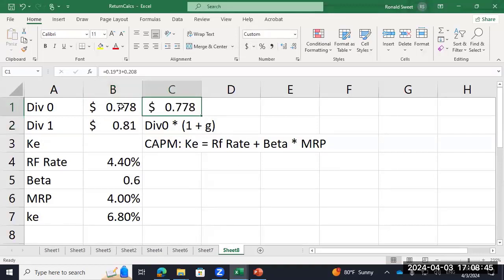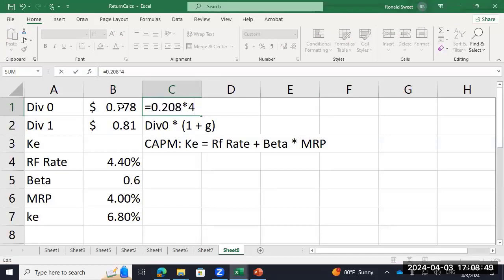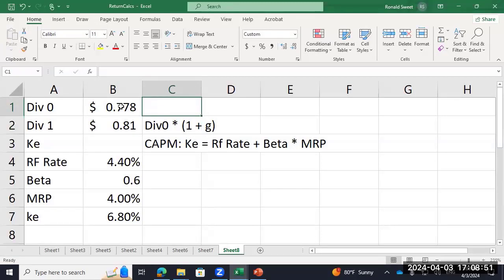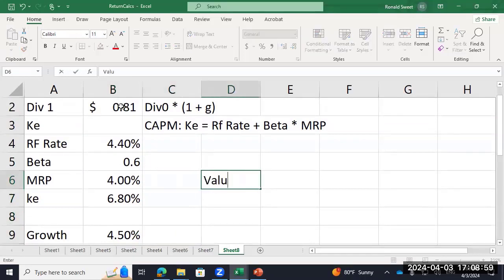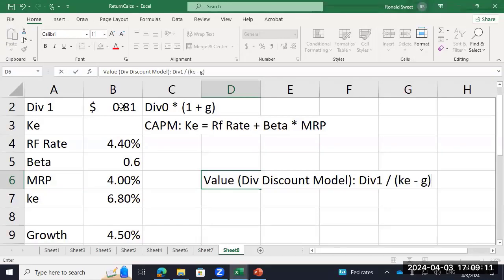You might say, well, won't it be 2008 times 4? Maybe. Who knows? But we're going to use my numbers. So what is my value? We're going to use the dividend discount model, or the Gordon growth model. And that's just going to say dividend 1 divided by KE minus G. How much simpler can you get than that?